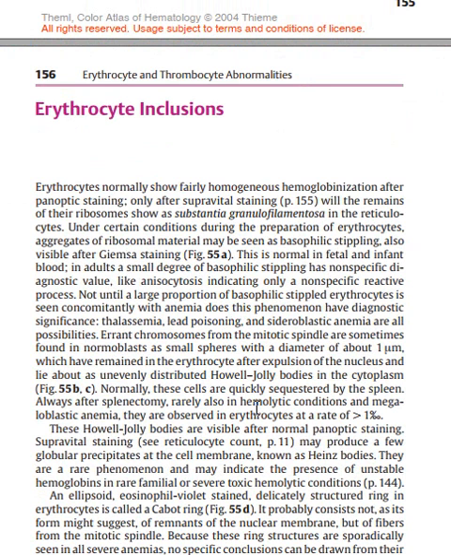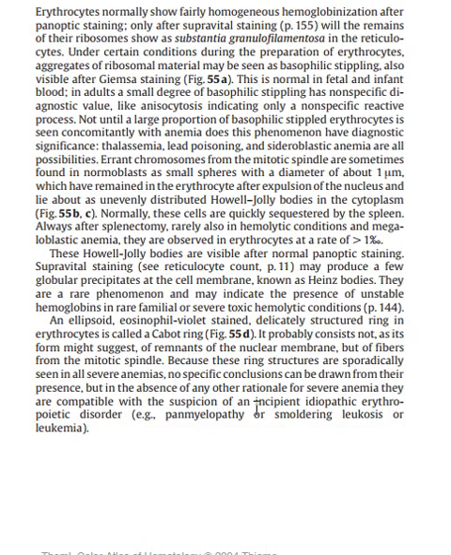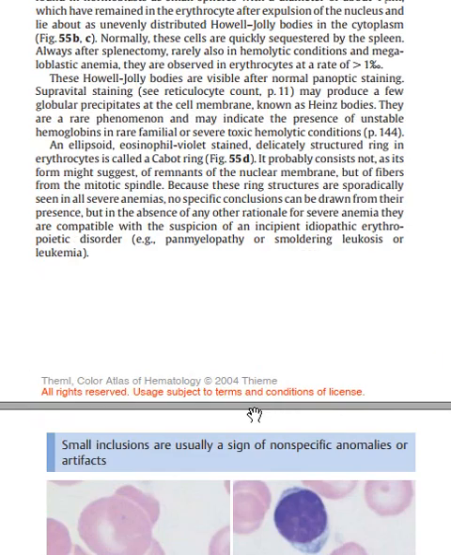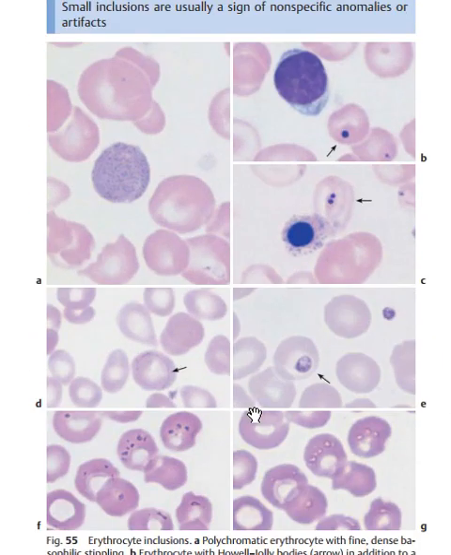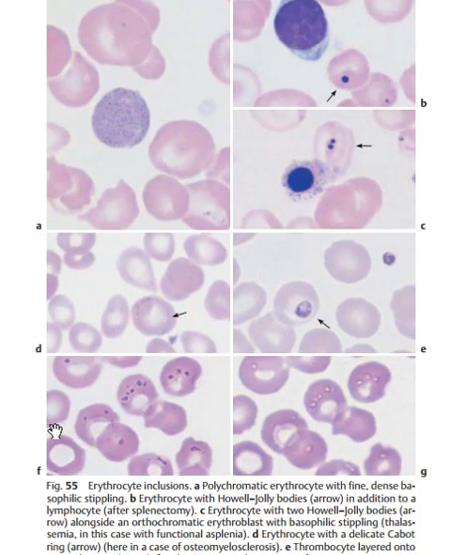Now the next thing to see here are going to be erythrocyte inclusions. Erythrocytes normally show fairly homogeneous hemoglobinization after panoptic staining. So there are certain inclusions inside erythrocytes that I'm going to show you in this image. So these are erythrocyte inclusions.